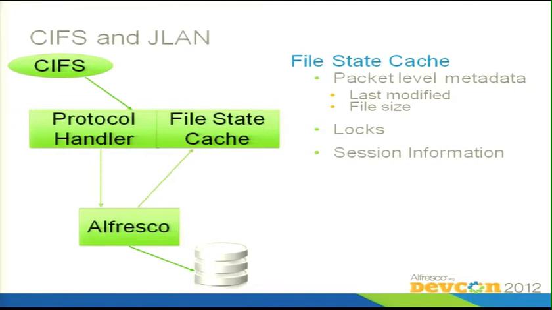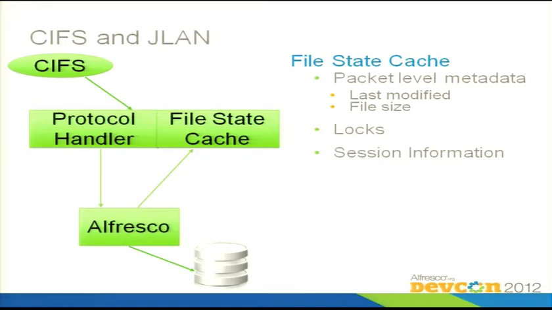So this is a little more detail of what the JLAN component contains. We have the CIFS protocol at the top, and JLAN provides two important pieces. The first is the protocol handler, which is the bit of code that actually communicates over the wire. The other important thing that JLAN has is something called a file state cache.